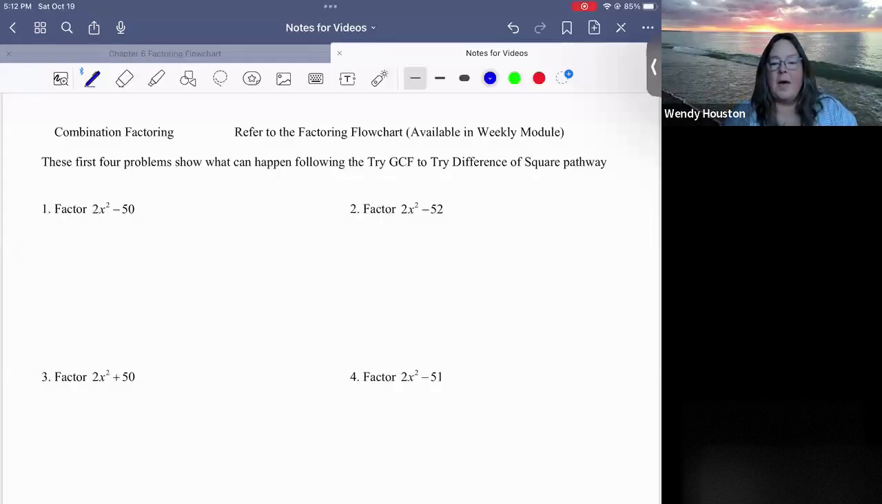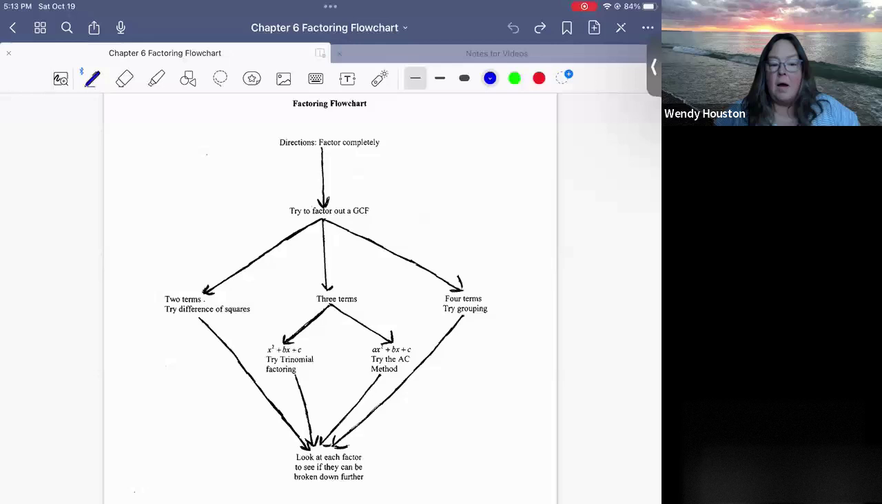In this video, we're looking at combination factoring, which is kind of looking at factoring as a whole versus the individual processes. So this is really helpful for the test, a unified approach to looking at factoring. It's also how you'll encounter factoring in your future math classes, where it's all jumbled together. If you haven't already seen the factoring flow chart, it's on the weekly modules, and this lays out my overall strategy of how I approach factoring. So you can find that there or pause and write this down.